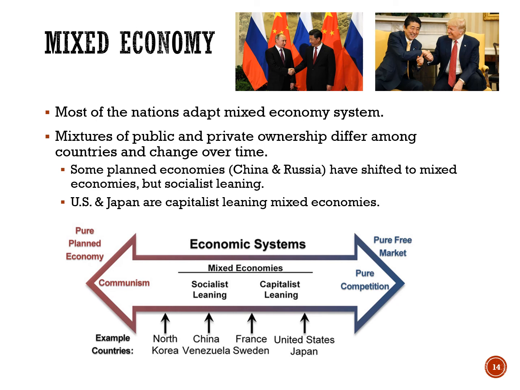Currently, most of the nations in the world are adopting a mixed economy system. However, mixtures of public and private ownership differ among countries and change over time. A number of command economies such as China and Russia have shifted to mixed economies. These nations are socialist-leaning. On the other hand, the United States and Japan are also mixed economies, but more toward capitalist-leaning.